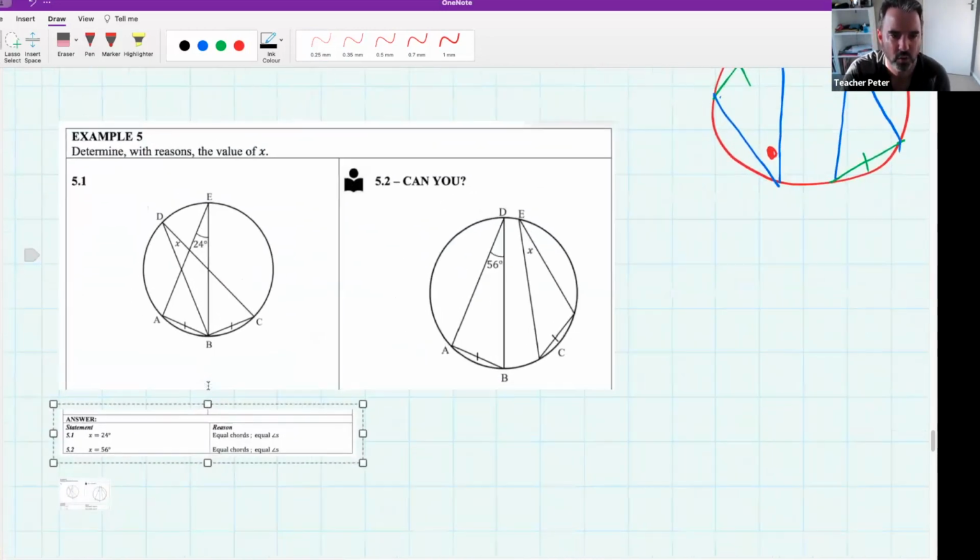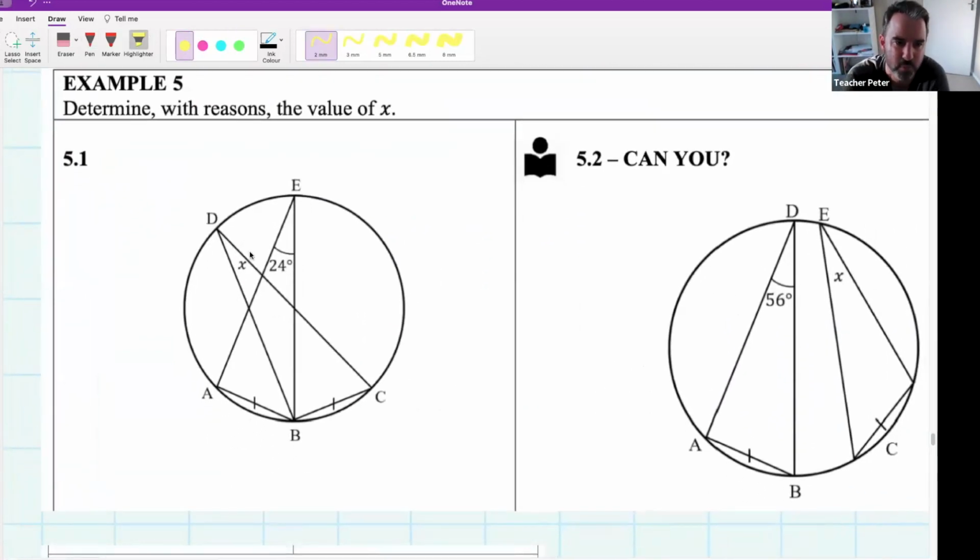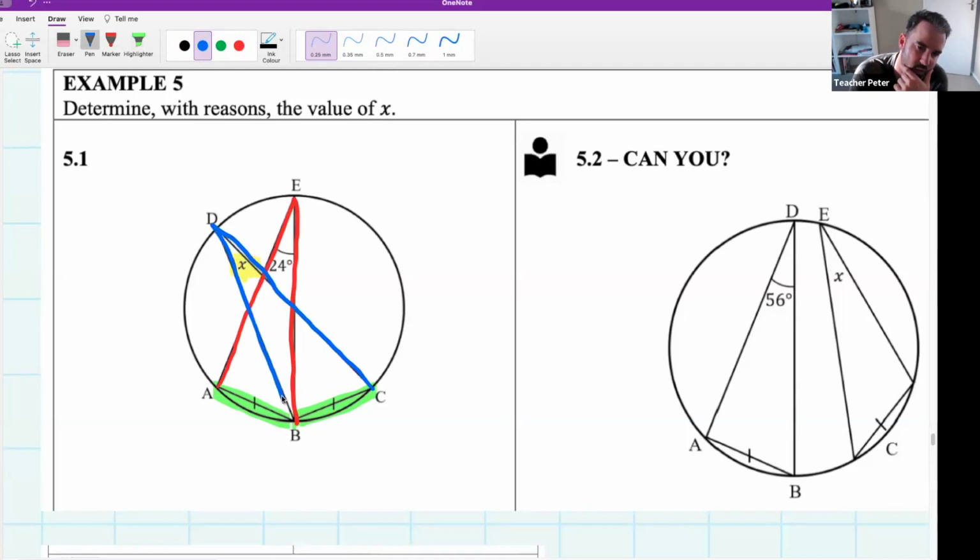So what is going to be the size of angle X in 5.1? You'll notice there's an equal chord. There's one and there's the other. They are equal chords and they are subtending an angle at the circumference over here, which is 24. And then they are subtending another angle at the circumference over here, which is 24. And based on what I just said to you, X is going to be 24.